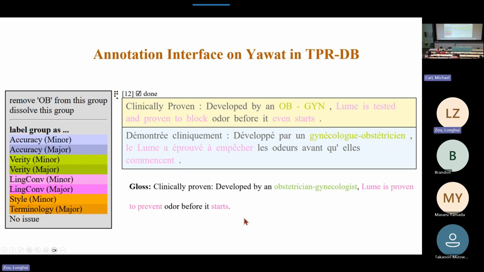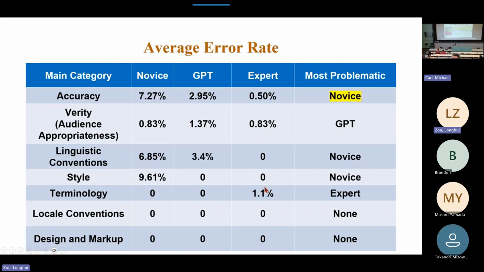So after counting the number of errors by word, we normalize the error count by the number of source text tokens per sentence, and then we can calculate the average error rate. This leads to slightly different results compared to the earlier text-level analysis. As shown in this table, rather than being on par with GPT as in the text-level evaluation, the novice now shows a significantly higher average error rate for accuracy-related errors.